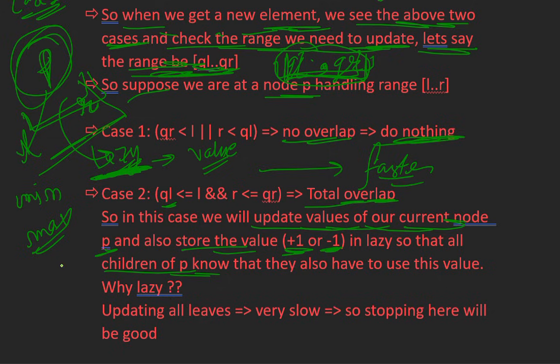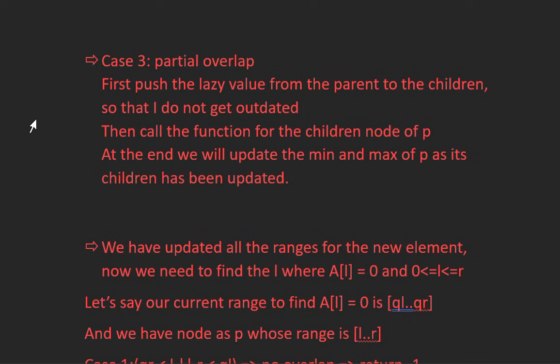So our segment tree node has three things: minimum, maximum, and a lazy variable. This stores the value that will be used by the children. And what is the third case that can be possible with our affected range, that is ql to qr, and our current node range, that is l to r?